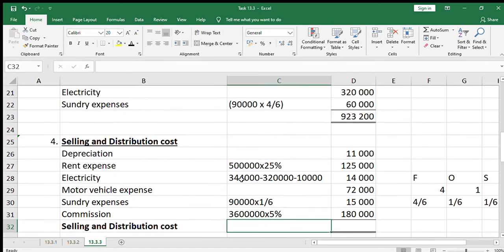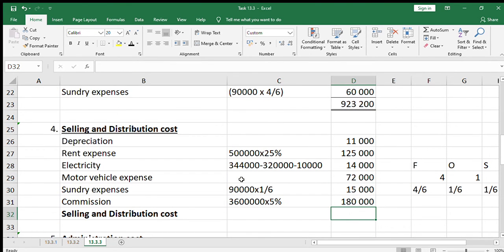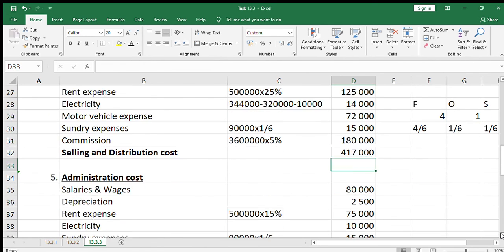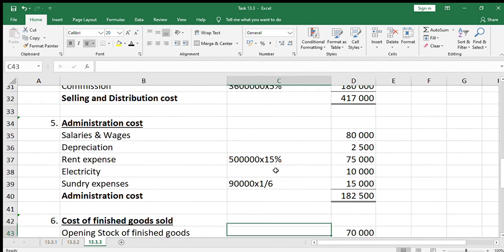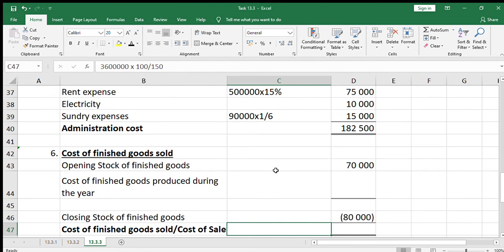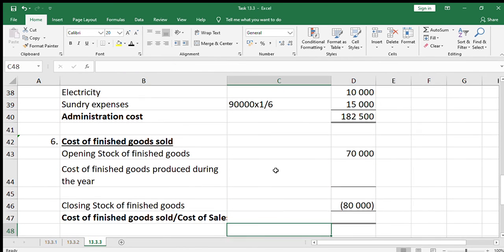The next thing we have is the selling and distribution costs. We're just going to total it. 417,000. We'll put it in just now. And we're going to total up the administration cost as well. We'll also put it in just now. Then we come to the cost of finished goods produced during the year.